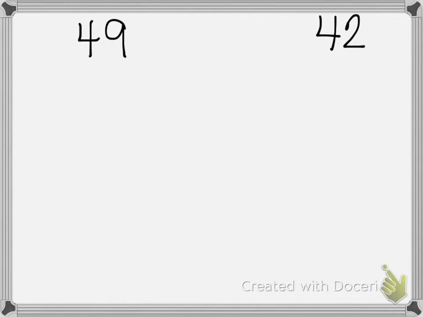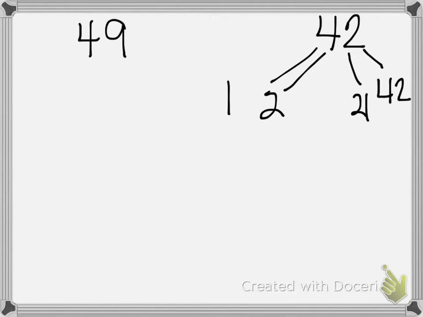Look at the 42 because it's a smaller number. We know that 1 times 42 is 42. You can divide 2 into 42 as well. That is 21. You can divide 3 into 42. It is 14. And you can divide 6, which multiplied by 7 makes 42. So those are our choices.